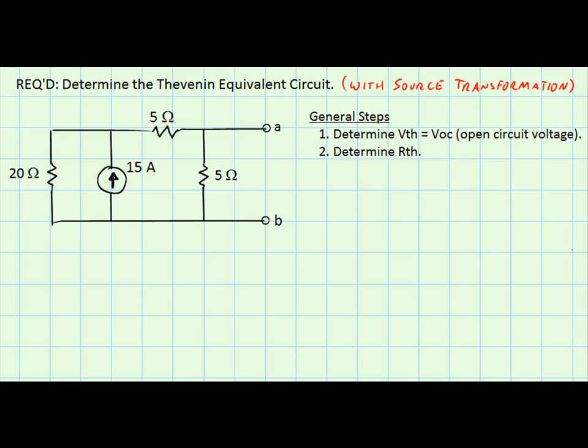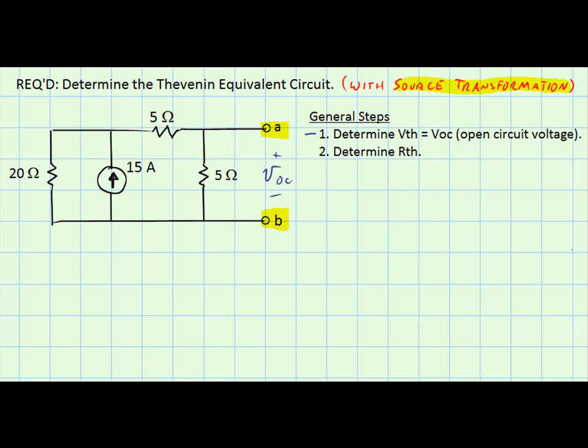In this example, we will find the Thevenin equivalent circuit at terminals A and B. Now, we've done this problem in another video, but we're going to use source transformation to hopefully make our circuit a little easier to analyze. So the first thing we're going to do is find the open circuit voltage between A and B, which of course is the Thevenin voltage.